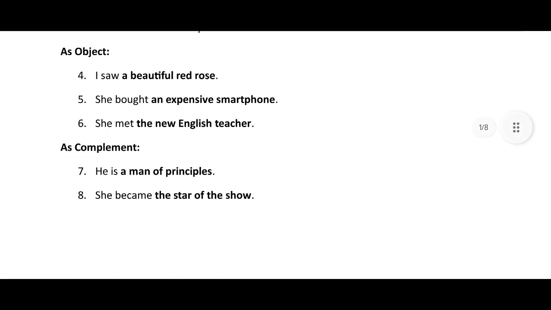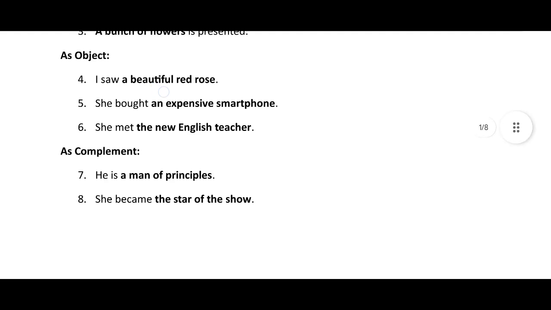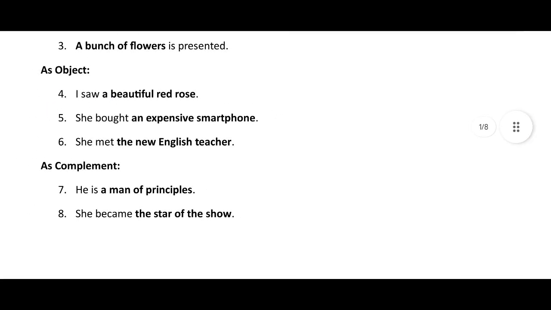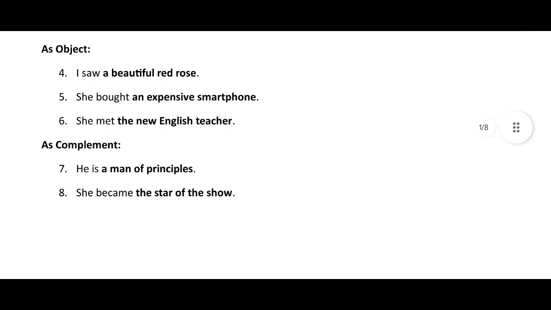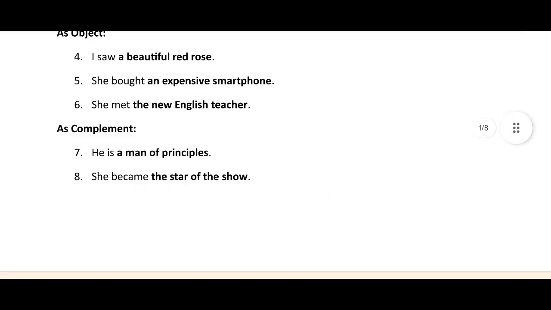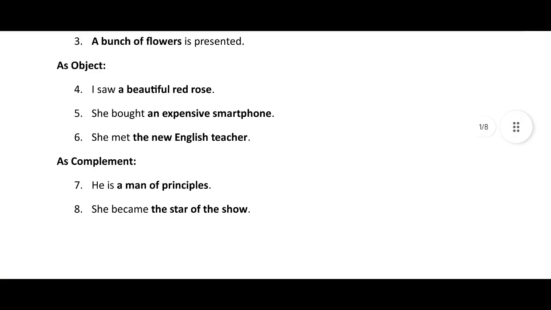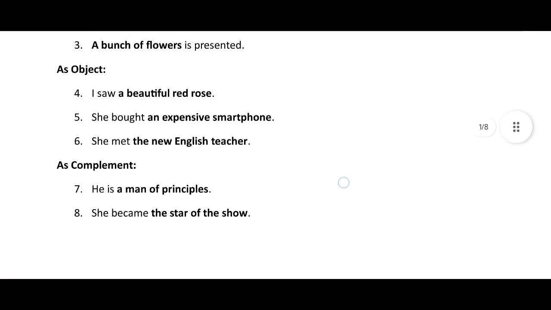As object, let us see. I saw a beautiful red rose. Here, a beautiful red rose is a noun phrase used as an object. She bought an expensive smartphone. Another example, she met the new English teacher. So this is how we use it as an object.